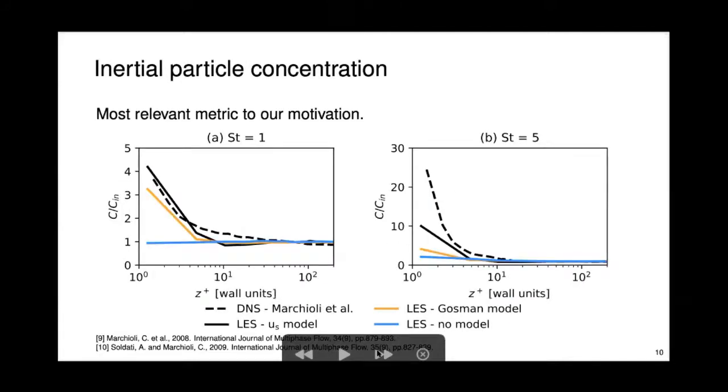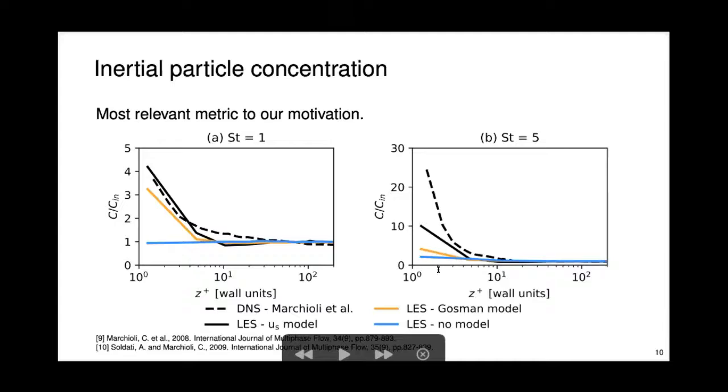So here we compare the inertial particles concentration across the height of the channel. Preferentially, with a larger Stokes number, the particles will migrate towards the wall. This is known as turbophoresis, and this is captured quite well by both the stochastic models at a Stokes number of 1. However, the LES with no dispersion model just predicts a uniform concentration.